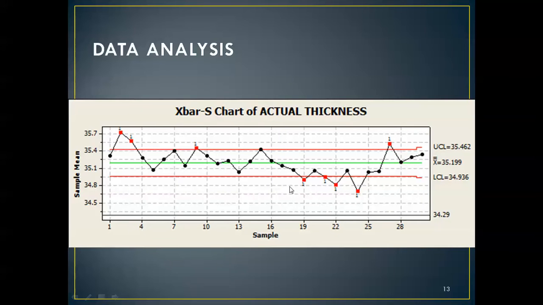This is the control chart of the thickness for these 600 pipes. As you can see here, the desired value is 34.29 millimeter, and what we are getting is 35.2, almost 0.2 millimeter. So the difference is almost 1 millimeter extra, which means more loss of money.